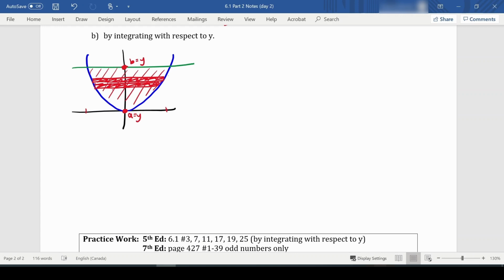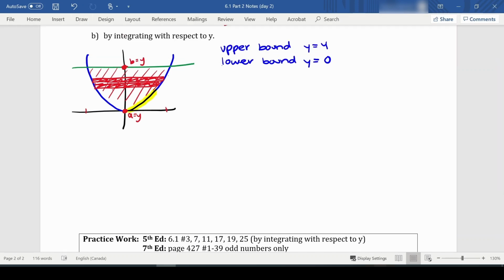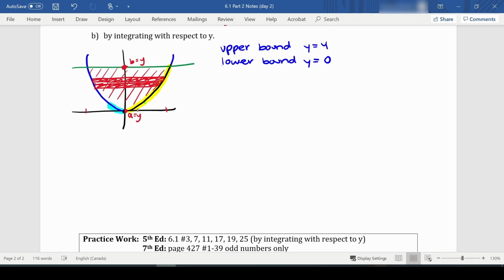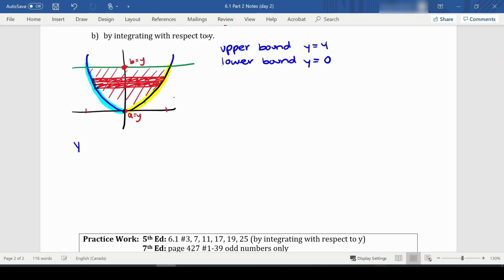So hopefully we can notice that our upper bound in this case is y equals 4, and our lower bound is y equals 0. The next thing we have to figure out is what is our right curve and our left curve. So hopefully we can notice that this right here would be our right curve, and this right here would be our left curve. And the question is, well, what are the equations of these things? Well, if our first equation is y equals x squared, we're supposed to have these in terms of y, which means I should have x equals functions, right?